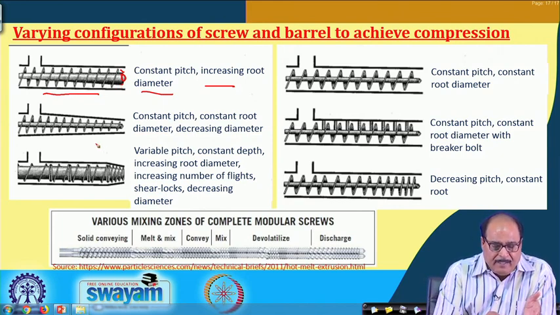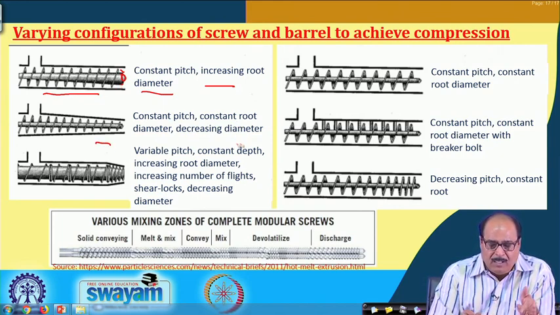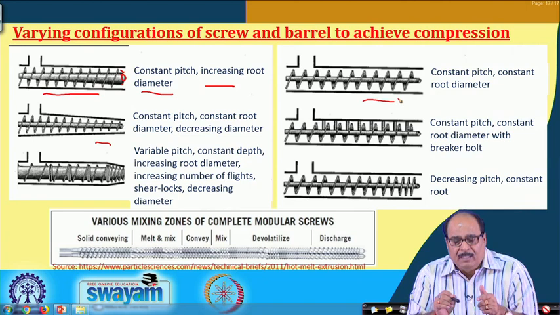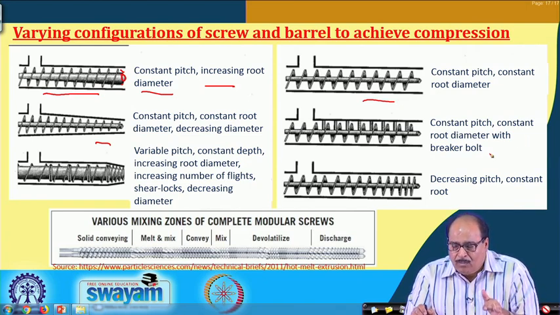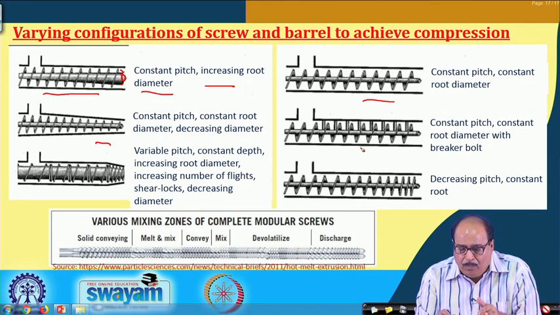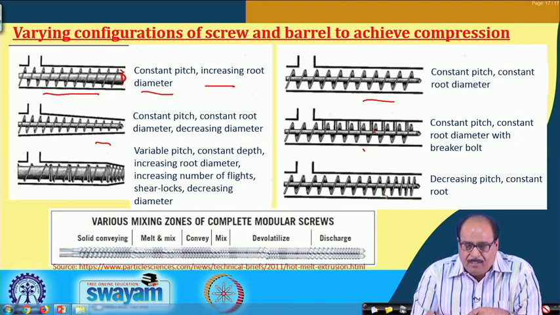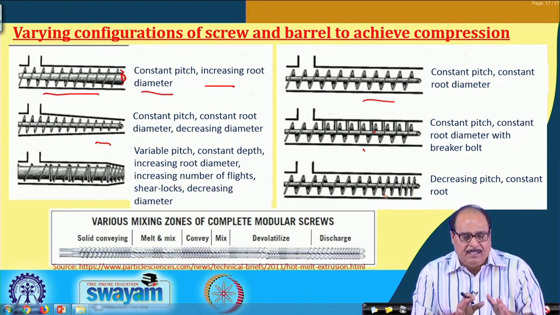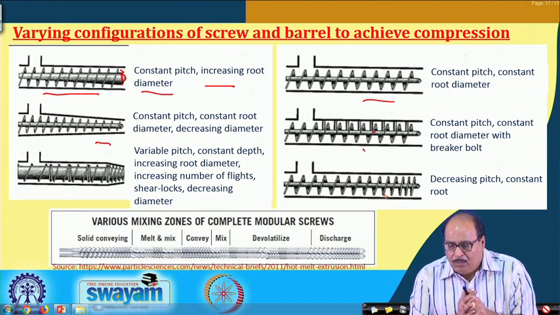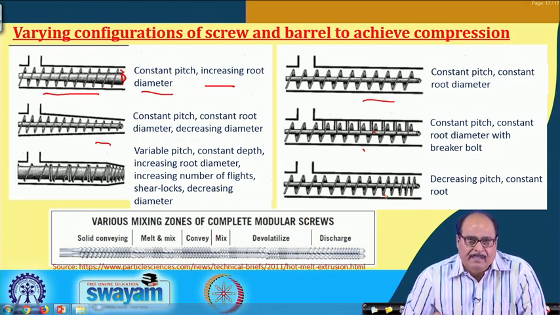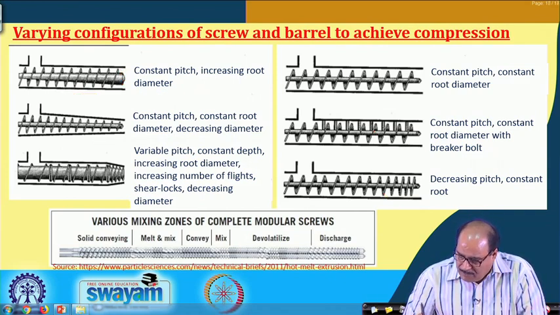Similarly, in this case there is constant pitch, constant root diameter, decreasing diameter, or there may be variable pitch, constant depth, increasing root diameter, etcetera. There are constant pitch, constant root diameter with breaker bolt provided, and decreasing pitch with constant root. So, with these changes in the pitch, changes in the root diameter, changes in the barrel and screw design, we can get the desired compression and further desired processing of the product.